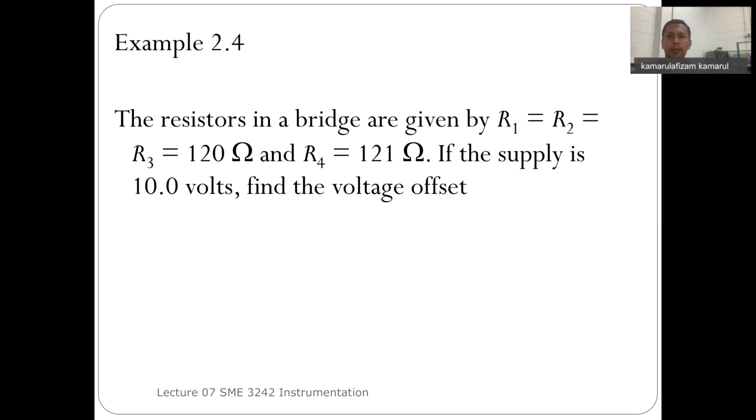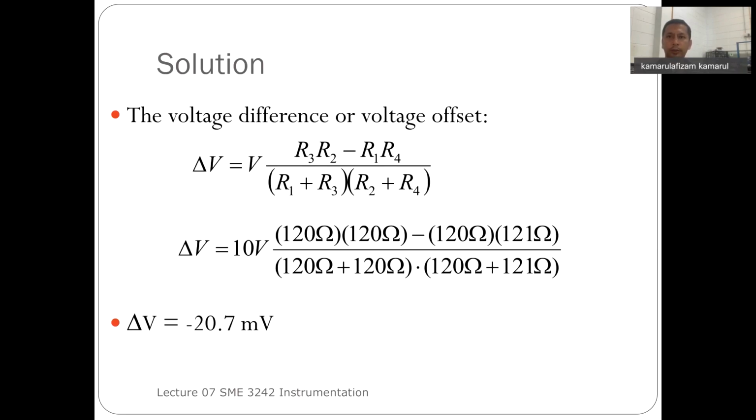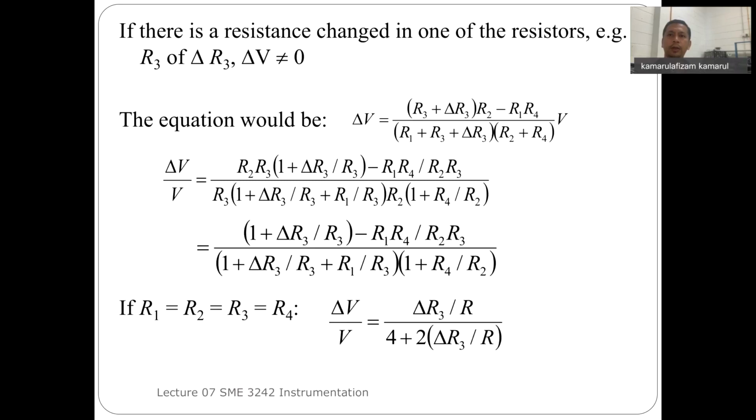Okay, so the second example here also talks about the same thing. You can use the formula again. There are values given. You just substitute the values, and you will get delta V equal to those values. Very simple calculations. All right.